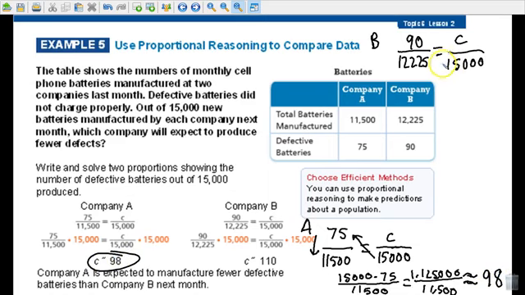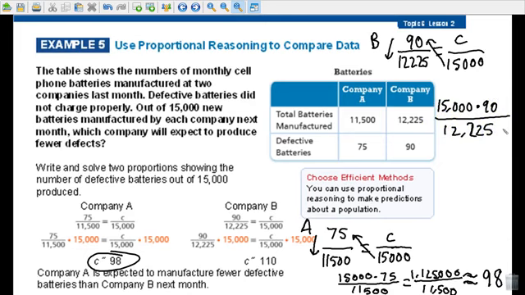So for company B, we do 15,000 times 90 divided by 12,225. So let's write it out. This is what everybody should be doing always when we are using math. Always write out the problem and your work.